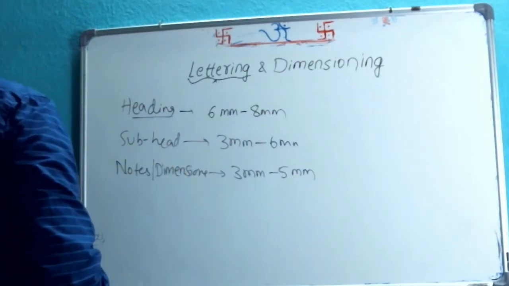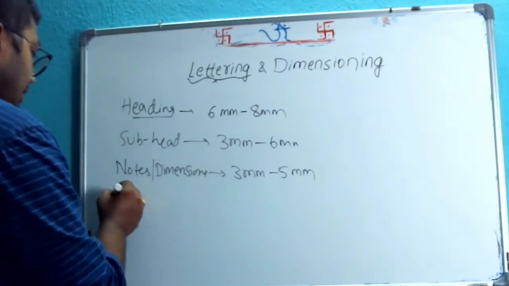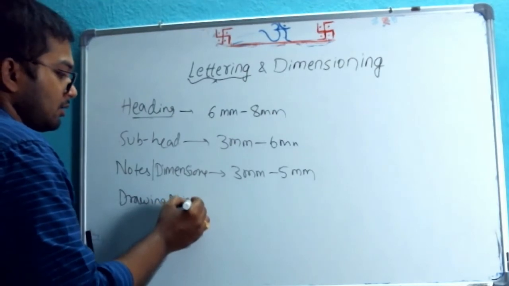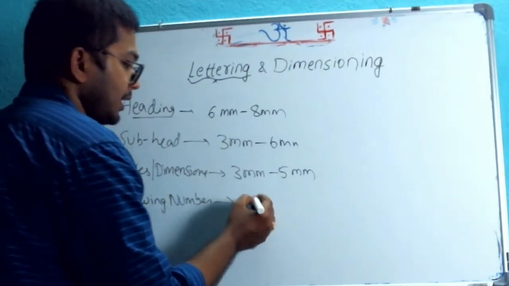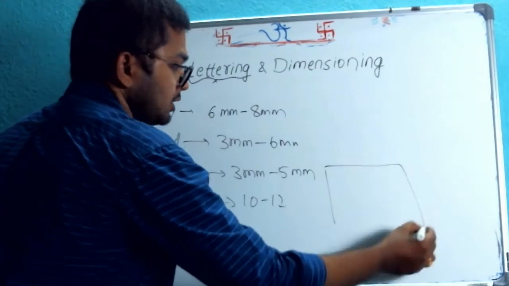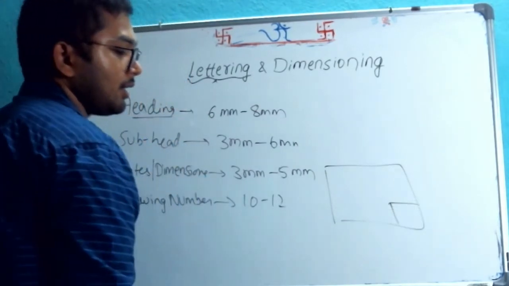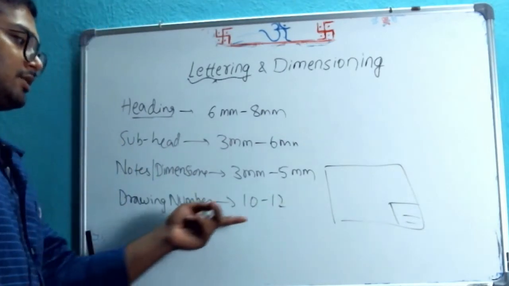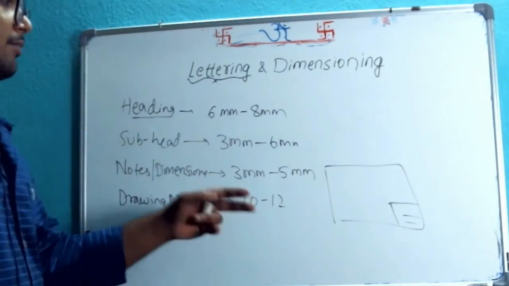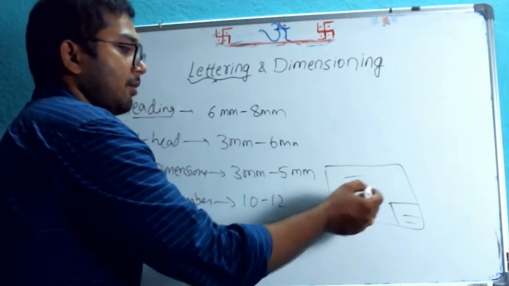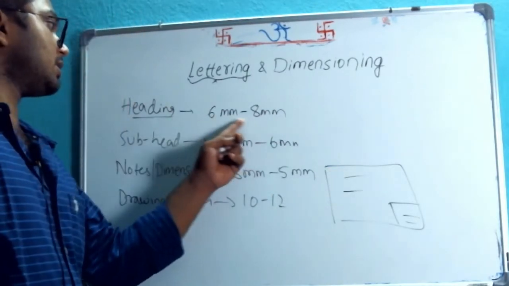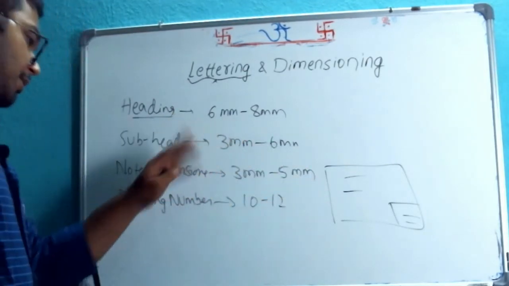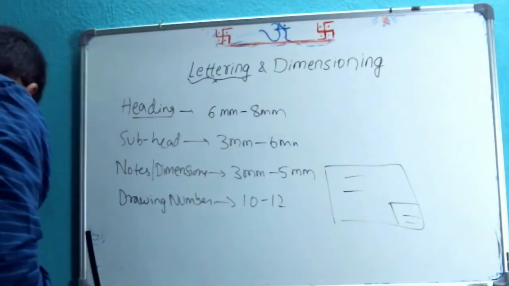Now, one more thing is the drawing number. Its height should be 10 to 12 mm. In a drawing chart, you will have a title block here. In that title block, you will have a drawing number. The drawing number should be of this height. Your name and the firm name should be of this height as well. If it is a subheading, it should be of this height. So just for the purpose, I have mentioned. That is all about lettering.